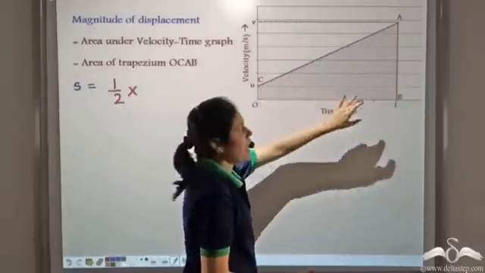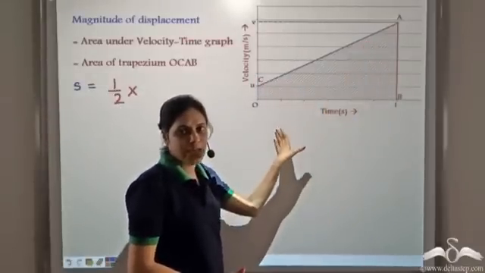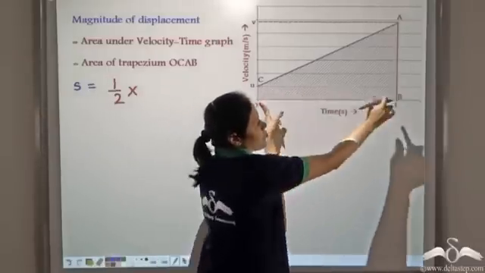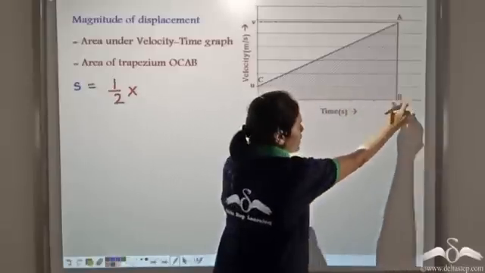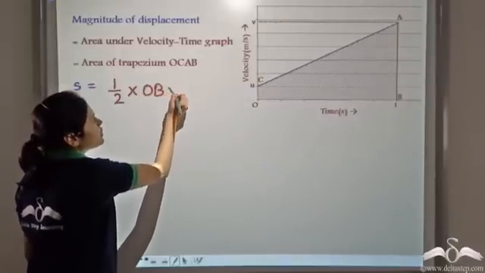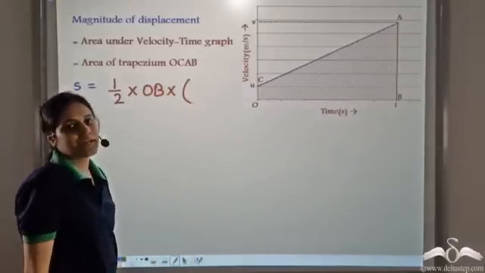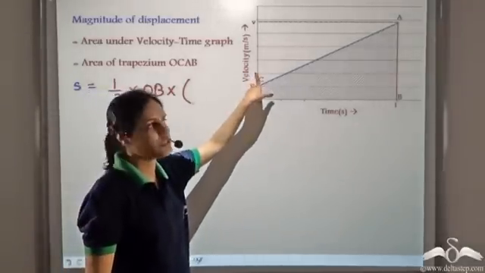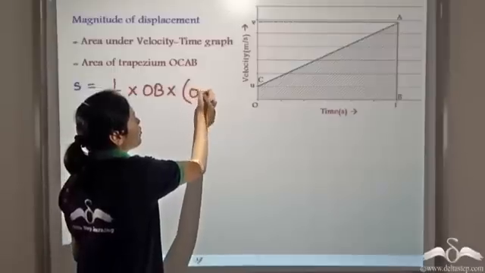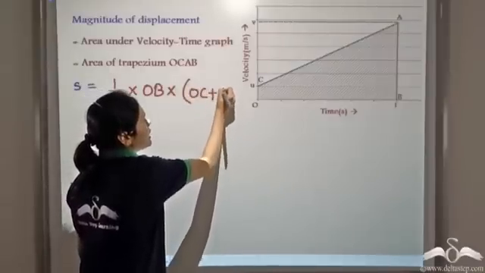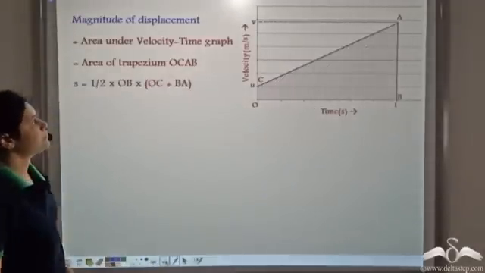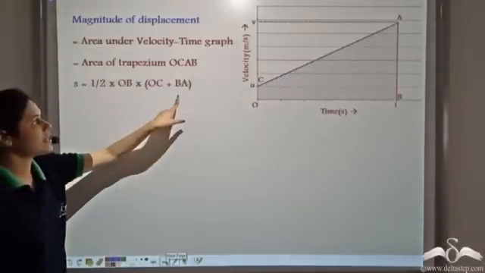So OC and BA are the two parallel sides, and the distance between the parallel sides is this, which is OB. So OB is the altitude of this trapezium into sum of parallel sides. So what are the parallel sides? OC and BA. So the parallel sides are OC and BA. So this is the area of the trapezium.